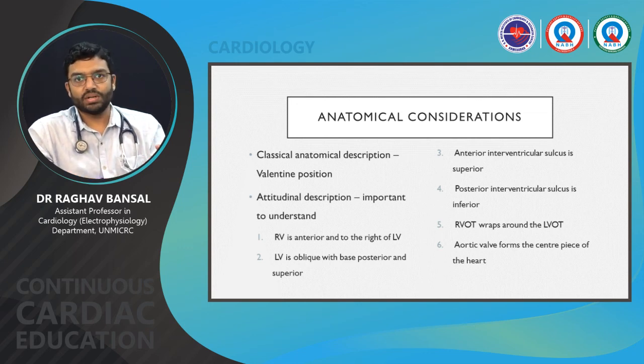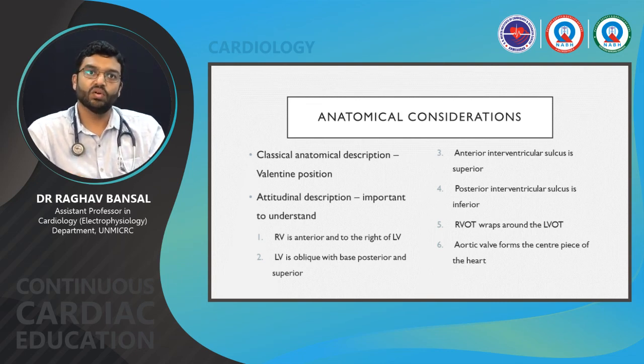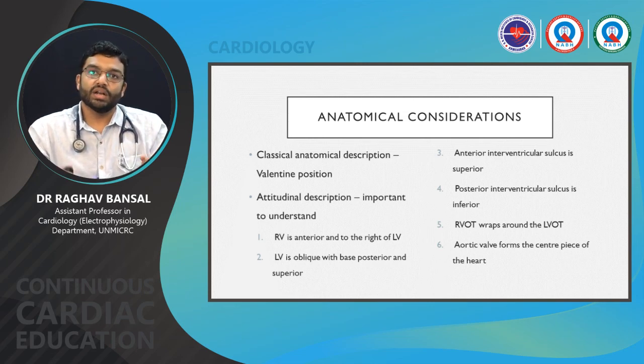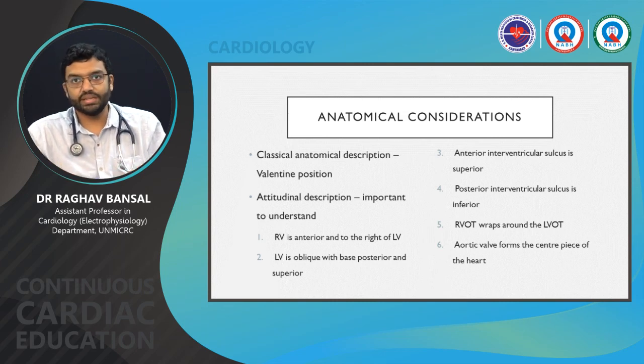This is important to understand because the ECG vectors won't follow the Valentine position or the classical anatomical description, they will follow the attitudinal description. Another important thing to understand is that the RVOT wraps around the LVOT and is lying in very close proximity with the aortic root. We will see this further in the images. And the aortic wall forms the centerpiece of the heart as it is wedged between the mitral and the tricuspid annuli.